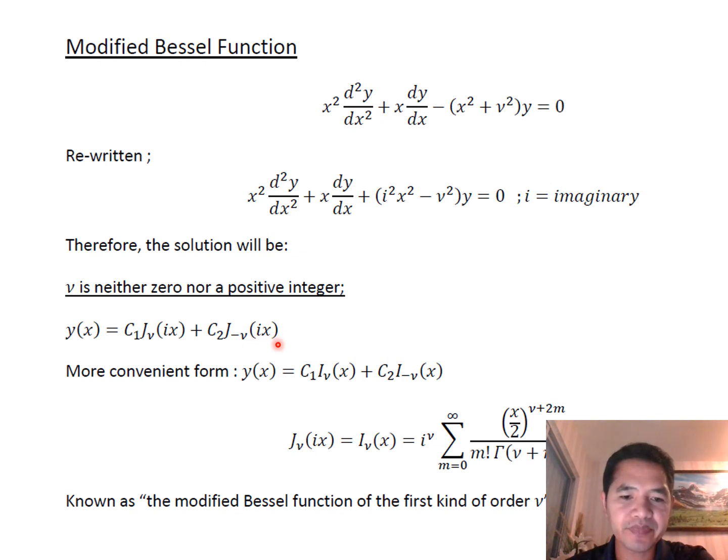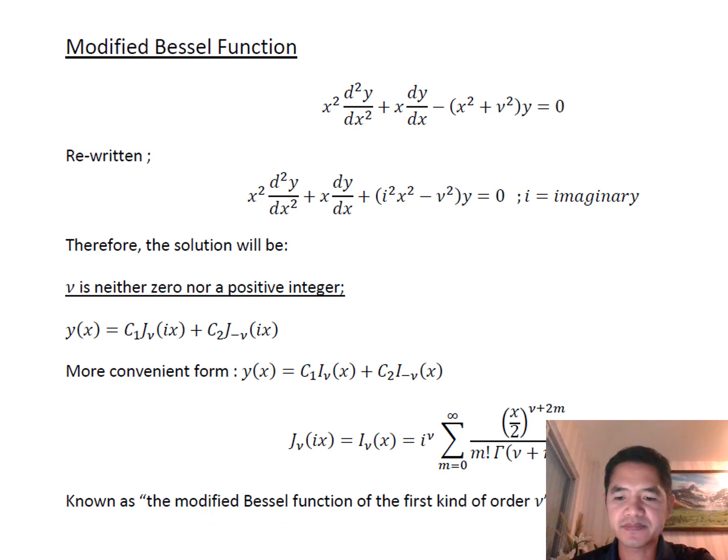You can rearrange into this form or whatever. And for the J nu of ix or J nu of x, this is equal to this summation form. But again, you don't need to remember this. And this function we call the modified Bessel's function of the first kind of order nu. We just add "modified" in front of it.